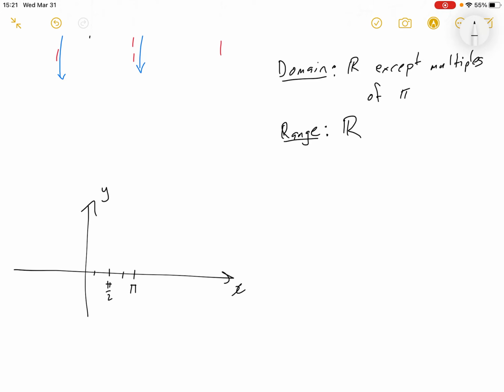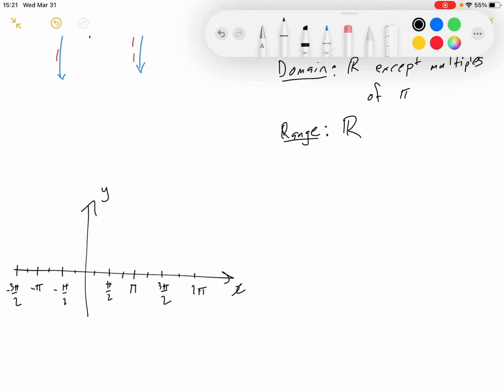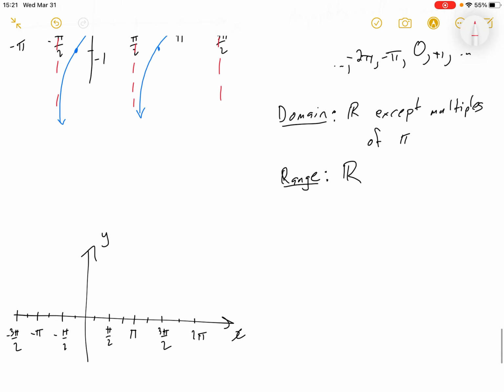I am still going to mark these halfway points for the pi over 4's. We'll have negative pi over 2, negative pi, and then negative 3 pi over 2. Over on this side, we'll have 3 pi over 2. I guess since I have room, I'll go up to 2 pi. We'll see if I want to graph that far. All right, so let's go ahead and do our asymptotes first.